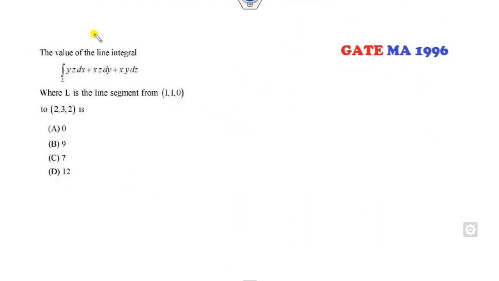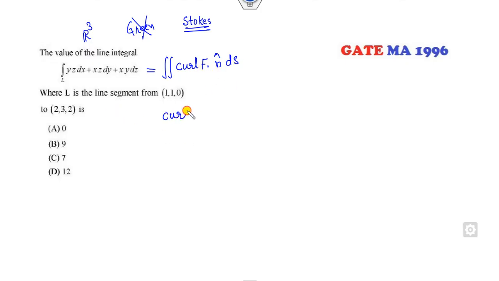Look at this case. Now you can see it's R cube. It means, can you apply the Green theorem? You can't apply the Green theorem. So you have to apply the Stokes theorem. What is the Stokes theorem? You can change into the double integration of curl of F dot n cap. Fine. Now what is the n cap? Firstly we can find the curl of F. We all know how we can find that. i, j, k, partial derivative with respect to x, y, z. So what is the coefficient of this is yz. Coefficient of the dy is xz.